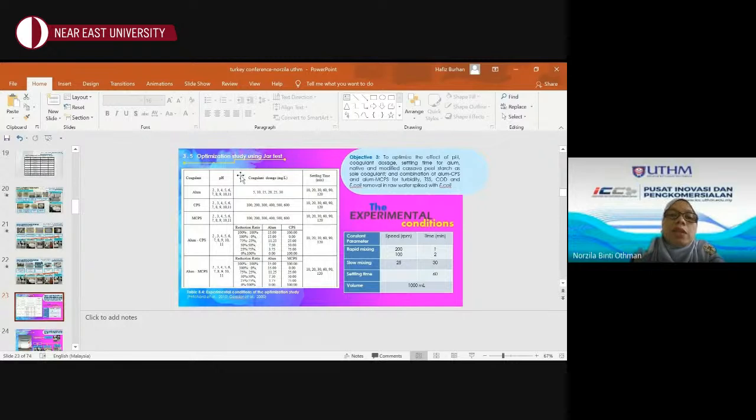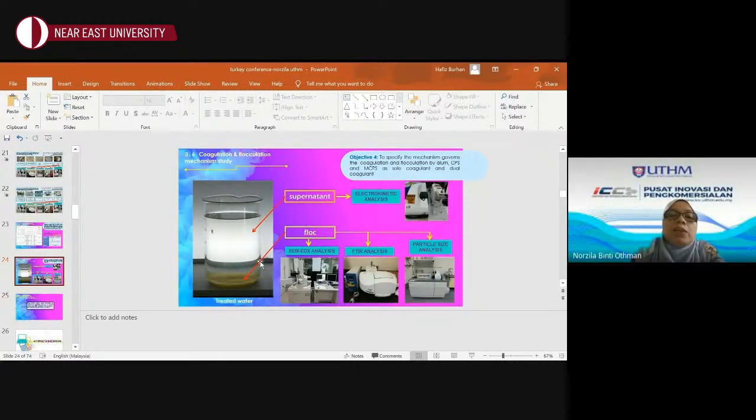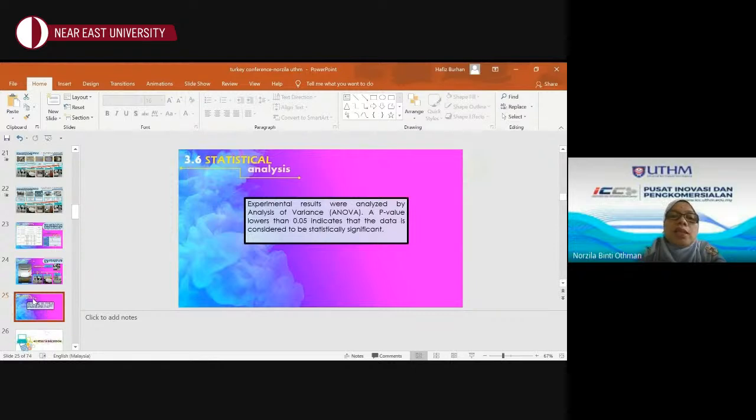So the table shows the optimization study conditions for running the jar test. This is the picture showing the treated water after coagulation and flocculation were performed; all the solid sample has already settled downwards. Then the floc sample was further tested using SEM EDX analysis, FTIR, as well as particle size analyzer. The results were analyzed using ANOVA.